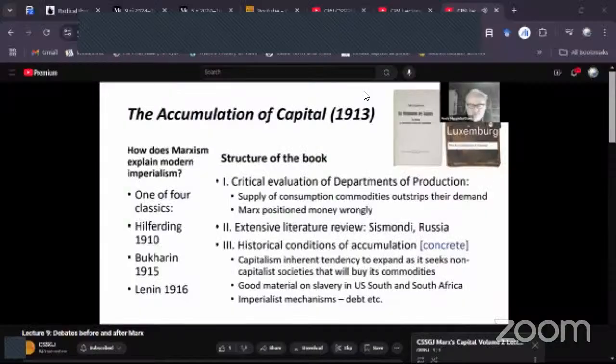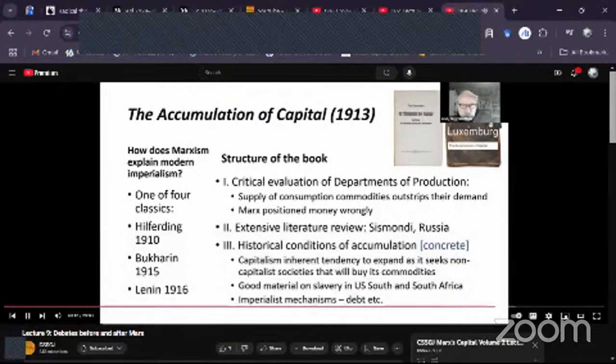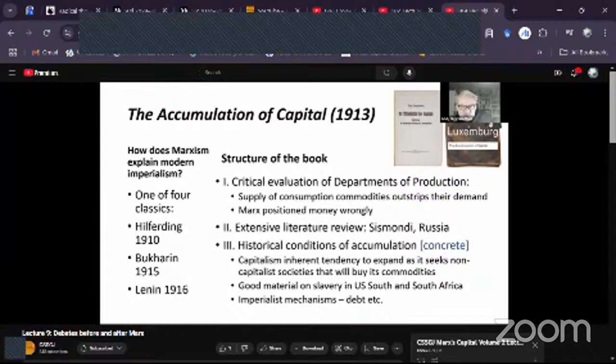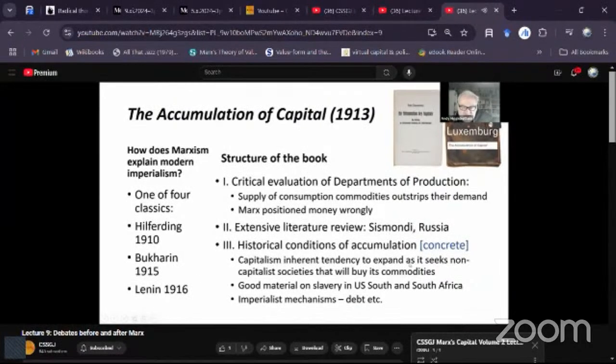of Marx's departments of production. Then she does an extensive literature review, which I've briefly reviewed, the type of works I've already told you about. And then she looks at the current historical conditions, which gets much more concrete. And this is her basic argument. Capitalism has an inherent tendency to expand as it seeks non-capitalist societies that will buy its commodities.